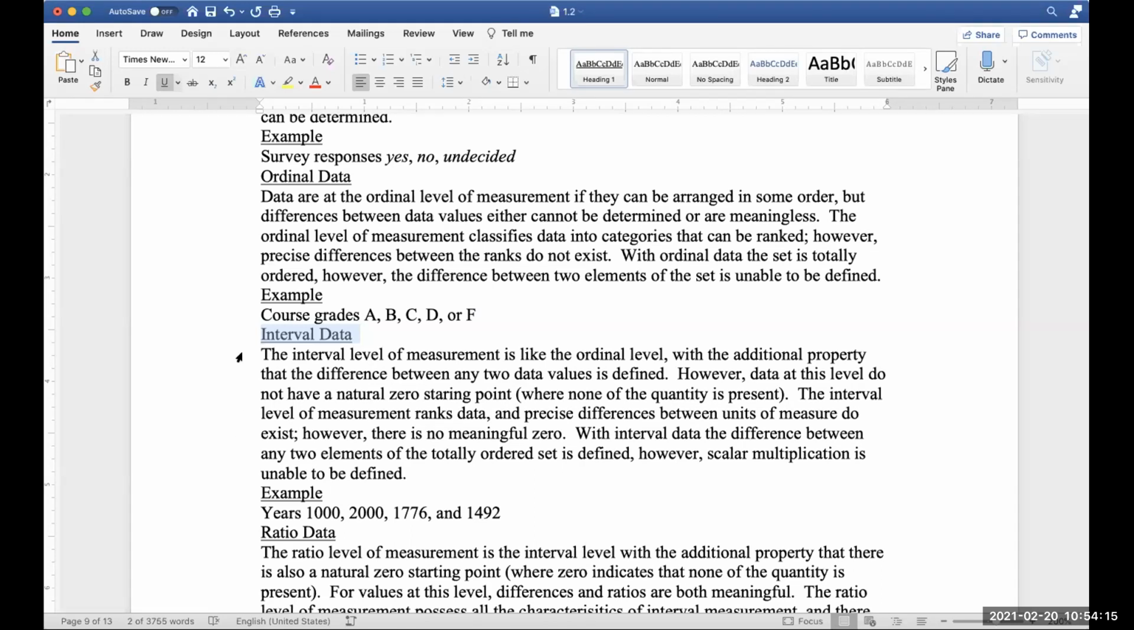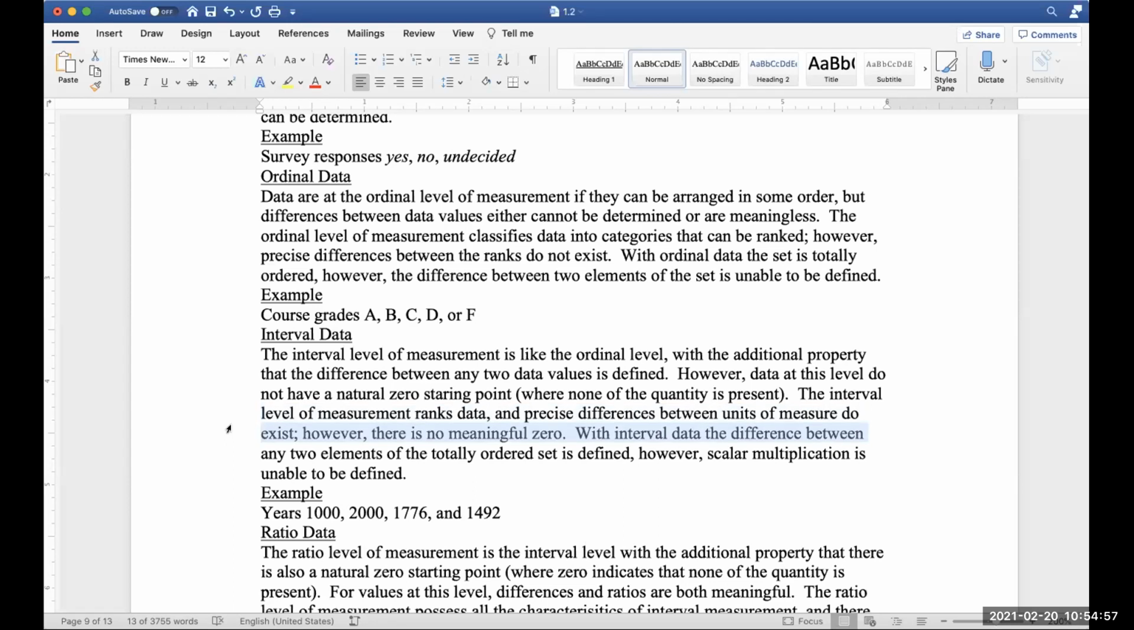And so interval level measurement is like ordinal level with the additional property that the difference between any two data values is defined. However, data at this level do not have a natural 0 starting point, meaning that 0 does not imply that none of the quantity is present. The interval level of measurement ranks data, and precise differences between units of measure do exist. However, there is no meaningful 0.